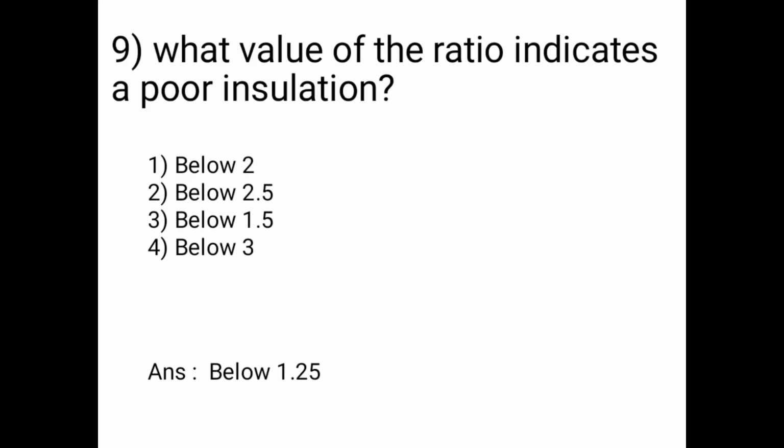Question number 9: what value of ratio indicates a poor insulation? Below 2, below 2.5, below 1.5, below 3. So here, see, not 1.25. Our answer is option 2, that is below 2.5.